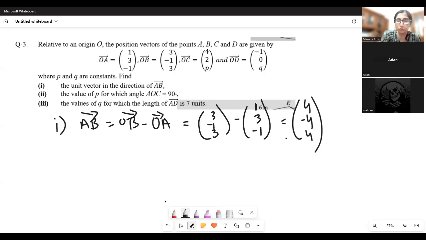So actually the answer is 2, minus 4 and 4, because this is supposed to be 2. Sorry, 3 minus 1 is 2. Yes, okay, now it's correct. Okay, part 2.